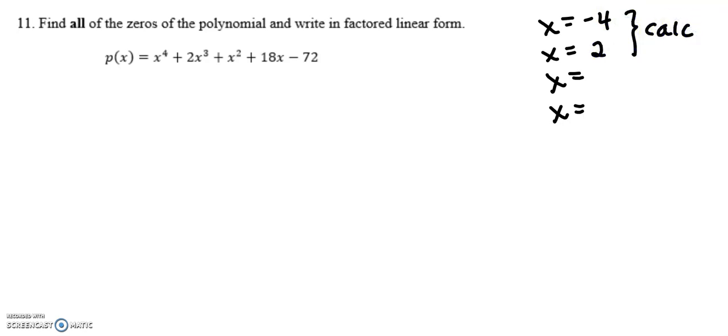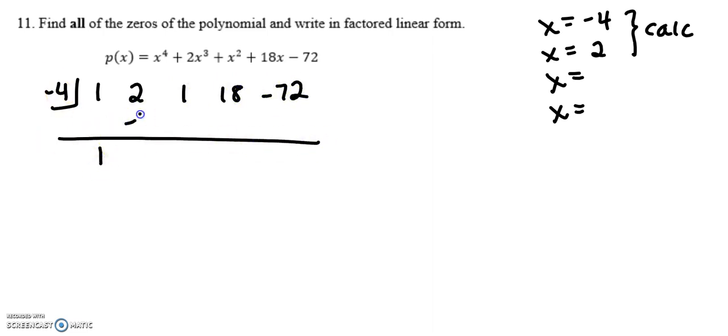So what I'm going to do then is put negative 4 in the synthetic box, and I'm going to divide out 1, 2, 1, 18, negative 72. Bring down the 1, negative 4, negative 2, 8, 9, negative 36, negative 18, 72, cancels, boom, yes. Remainder of 0, as it should be.